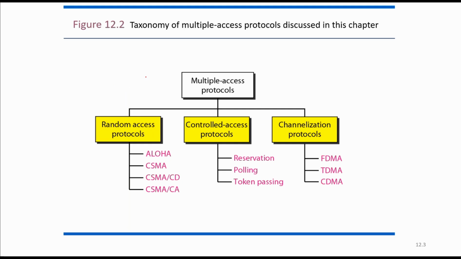Under the multiple access protocol, it is divided into three different categories. The first one is random access protocols. The second one is called the controlled access protocol. And the third one is called the channelization protocols. In our syllabus, basically only the random access protocol is given, so we will be only going through the random access protocols. Under the random access protocols, we have ALOHA, CSMA, CSMA CD, CSMA CA.